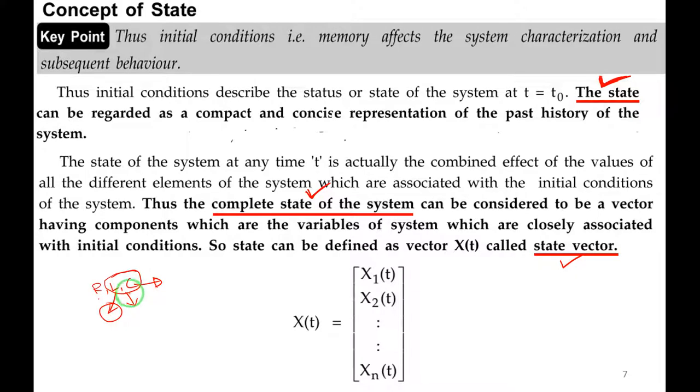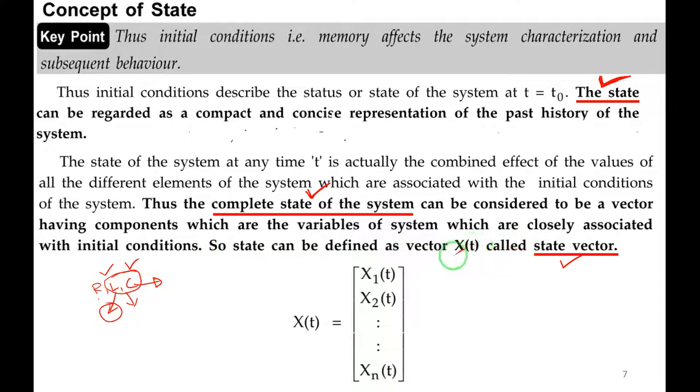Considering all the state variables, we have to consider not only one variable, the variation in the current; the variation of voltage across the capacitor should also be taken into account, right? So the complete state of the system, now I hope you can understand, can be considered to be a vector having components. Which are the components? Inductor and capacitor, which are the variables of the system. For the inductor, current is the variable, the current through the inductor. For the capacitor, voltage is the variable. These are the variables of the system which are closely associated with the initial conditions. So we will consider all these state variables. State can be defined as a vector x of t called the state vector.